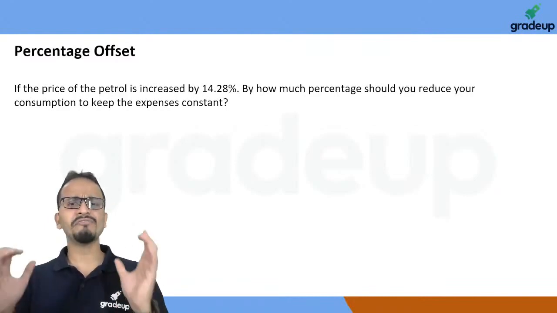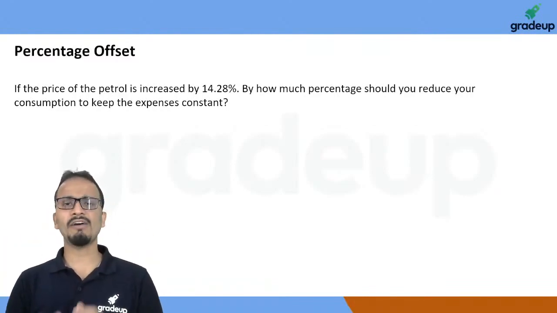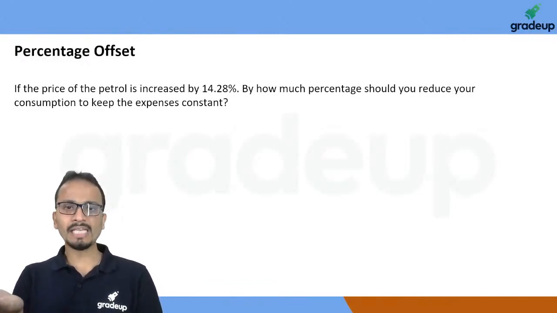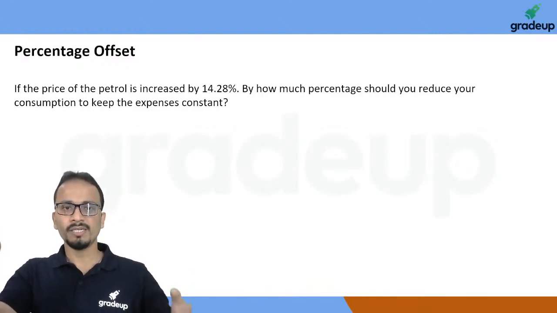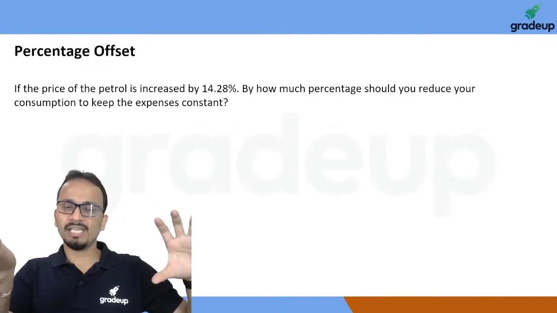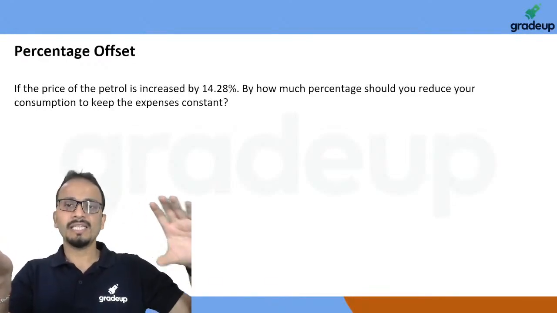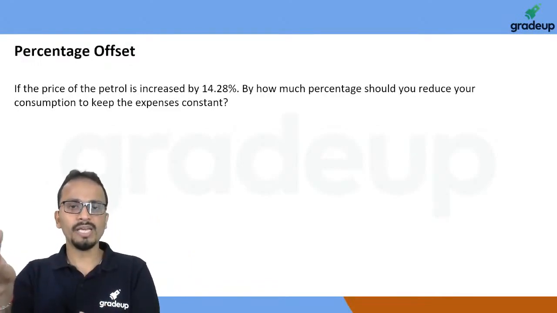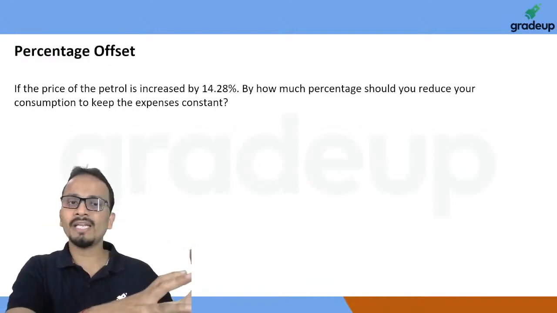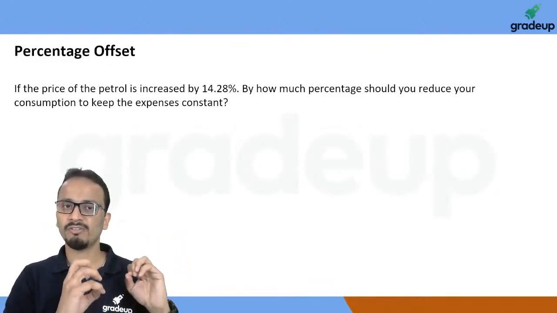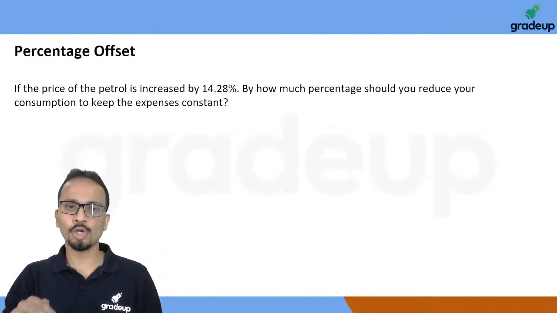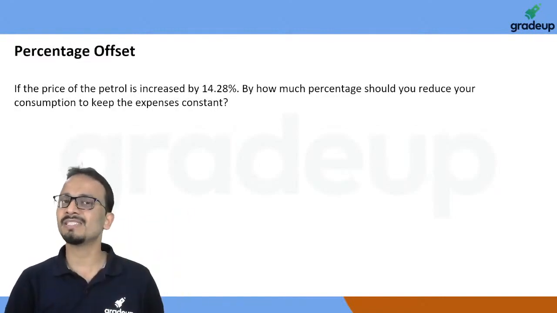Let's say I have a fixed amount of money that I spend on petrol. If the price of petrol increases, then since I have a fixed amount of money, obviously I have to take my consumption down, so that I'll be able to manage my expenses, which are constant. So if price increases, the consumption should go down in order to keep the expenses the same.